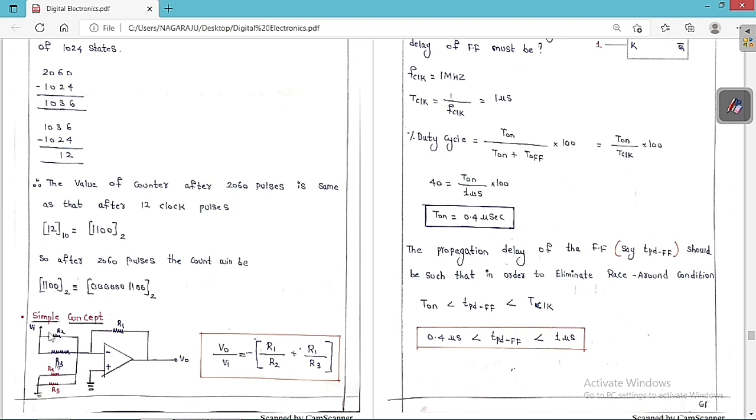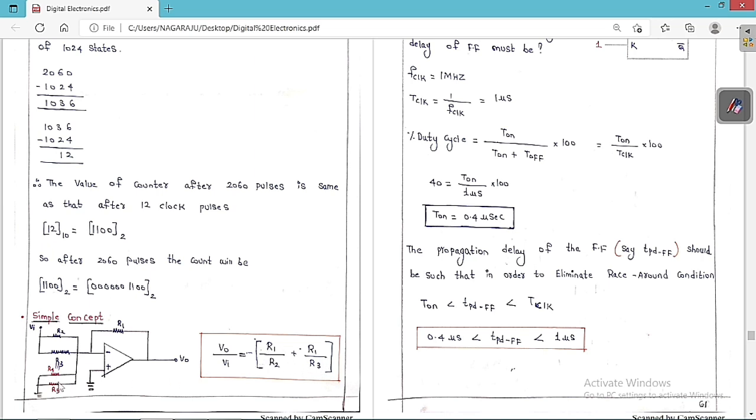The current in R2 is equal to Vi by R2 and the current in R3 is Vi by R3. But the currents in R4 and R5 are 0, as this potential is 0 and this potential is also 0. So only these two currents enter here, and whatever current enters should flow through R1, because the input current is always 0. So 0 minus V0 is equal to R1 into IF. IF is the summation of these two currents. If you simplify, finally we get V0 by Vi equal to minus of R1 by R2 plus R1 by R3.